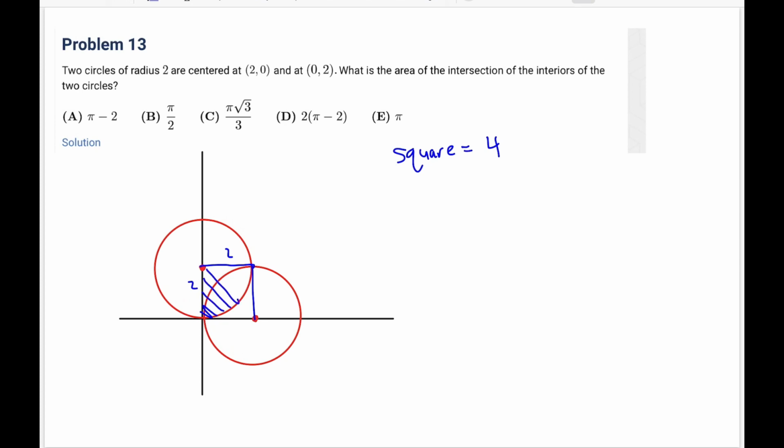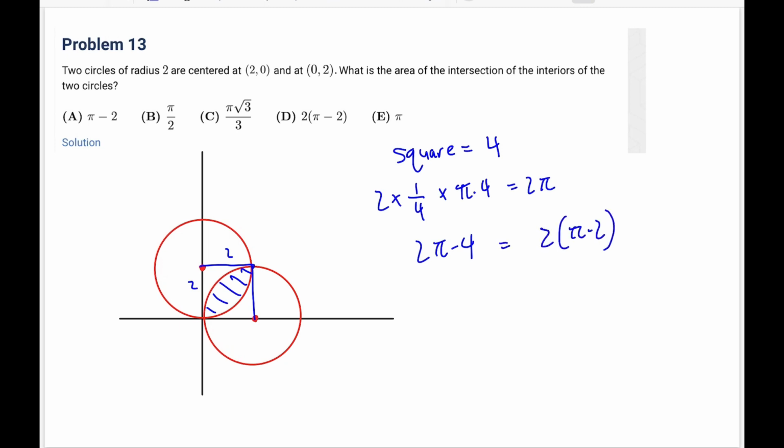we can get 2 of these quarter circles. 2 times a quarter circle, so it's 1/4 times pi R squared, so it's pi times 4. This is 2 pi, so 2 pi minus 4, that's this area. So 2 pi minus 4, if you take out the 2, is 2 times (pi minus 2), so it's D.